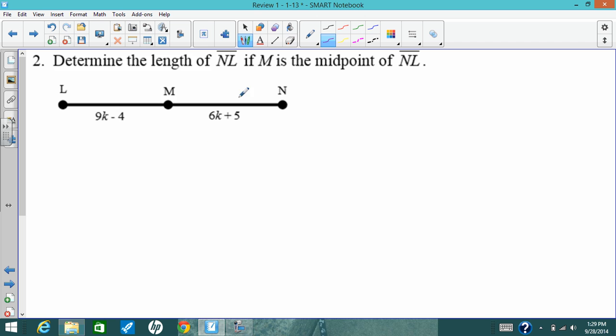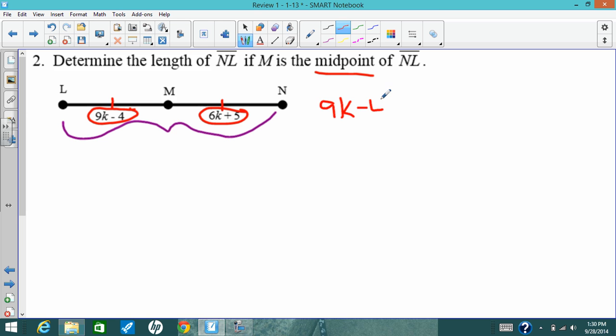Here we want to find the length of segment NL. That's the whole segment. We're told that M is the midpoint. Just because we see the word midpoint doesn't mean we have to do midpoint formula. Look at the problem here. We have segment LM is labeled 9K minus 4. Segment MN is 6K plus 5. Knowing that M is the midpoint tells us that these two segments are congruent. M divides LN into two congruent parts. So these two segments are equal, so we can set their lengths equal to each other. And then we can solve for K.